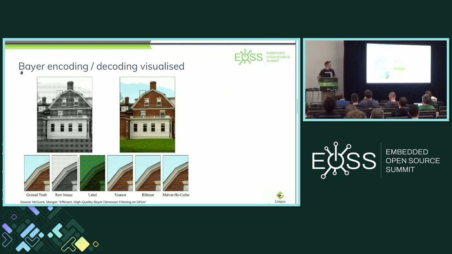With the high resolution sensors we have now, the last debayering method kind of doesn't make sense because we have loads of information to work with already. And so typically, again, it's nearest or bilinear.